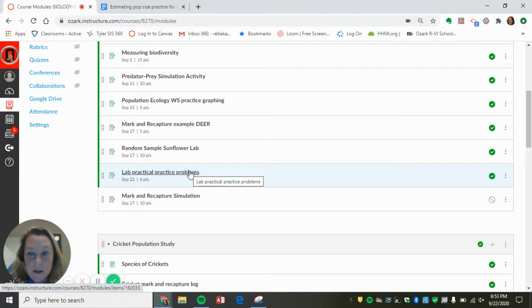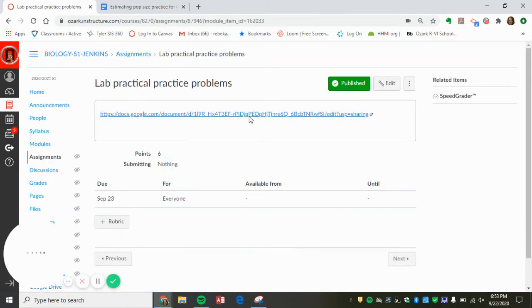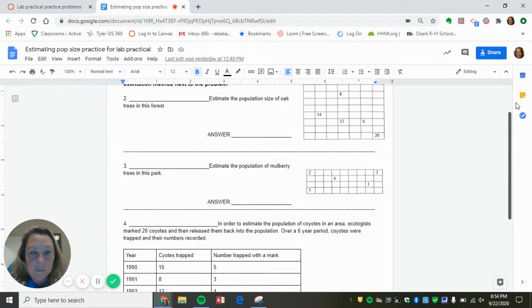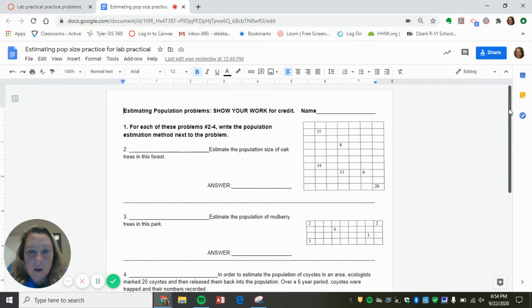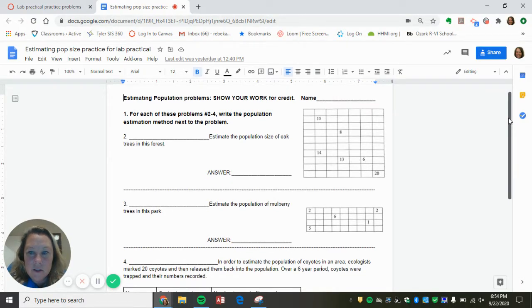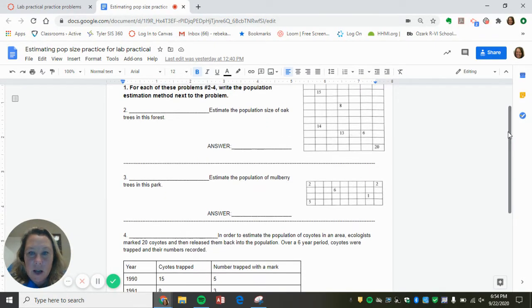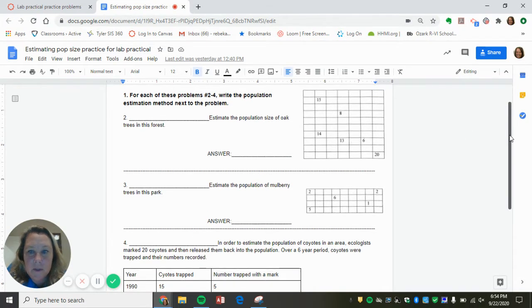So the first paper here is right down here, lab practical practice problems. If you click on this link, you will get this Google Doc. So let's look at it. There are 3 problems on this short exercise just for practice. In number 1, you're just supposed to label 2, 3, and 4 as what they're actually called.